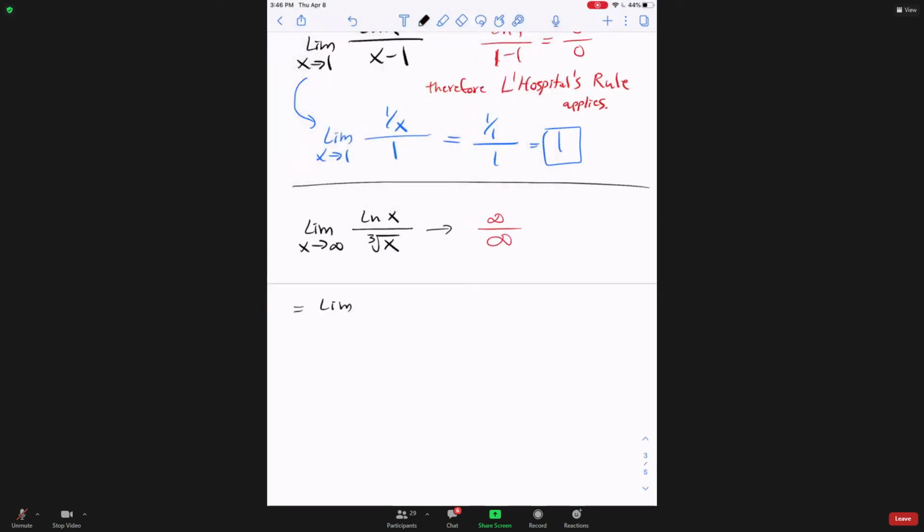So I'm going to rewrite this as ln of x over x to the 1/3. Now I'm going to take the derivative of the top, and I'm going to take the derivative of the bottom as if they're two separate. So the top is 1 over x. The bottom is 1/3 x to the negative 2/3. Now let's simplify this.